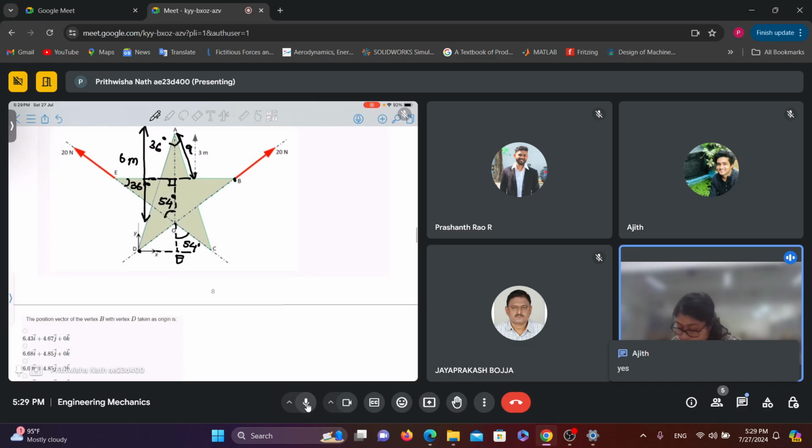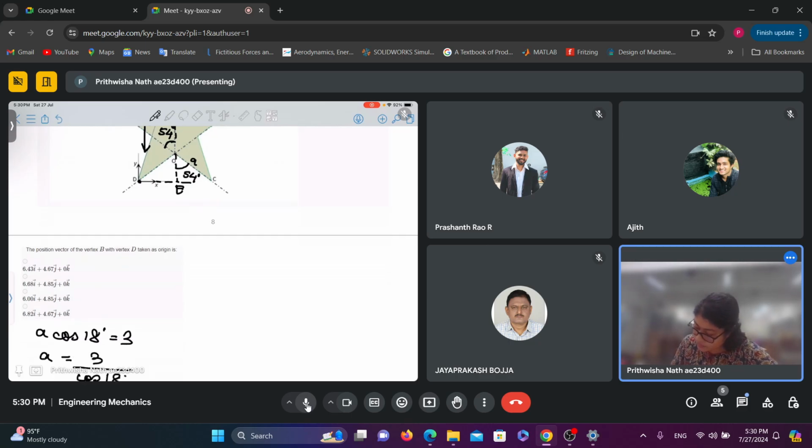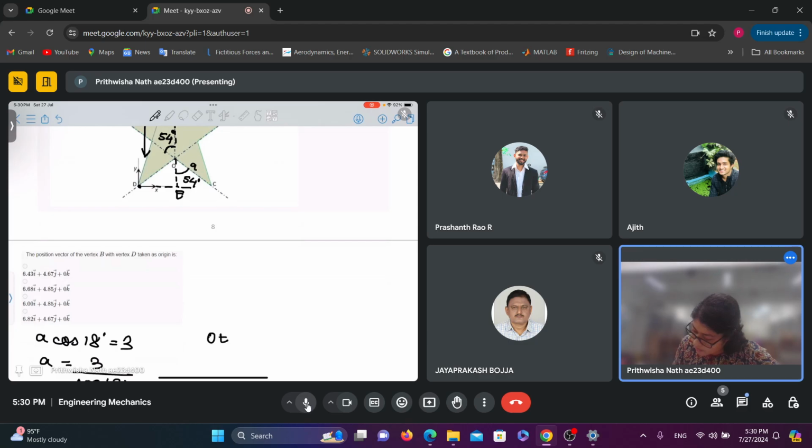Okay. So, since this is 54 degrees, now I can find out OE because this length OC is also equal to A. Now, what is OE? OE is A cos 54. That is, I'll substitute the value of A, 3 divided by cos 18, into cos 54.